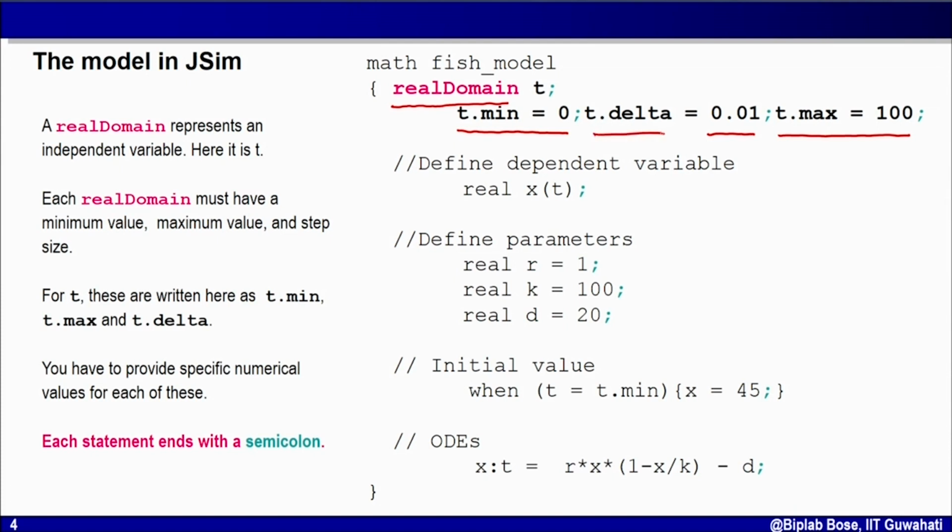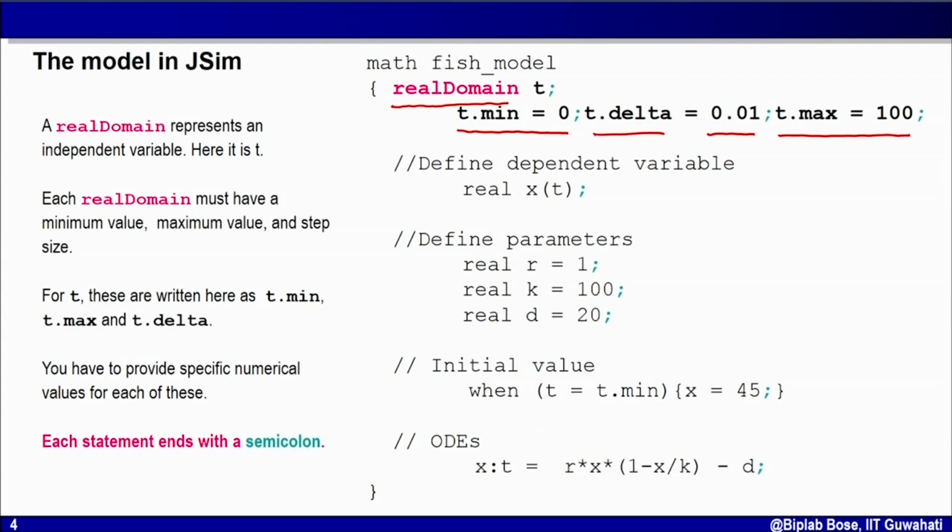So what I have done here, I have defined t as an independent variable and marked it as a real domain. I have provided JSim the minimum value of t, that is 0. I have provided it the maximum value of t, that is 100. You can change it to some other value. And in fact, you can change this value later on also while doing the simulation. And you have to tell the increment in time, that is t.delta, which I have defined as 0.01. You can change this value later on during simulation also.